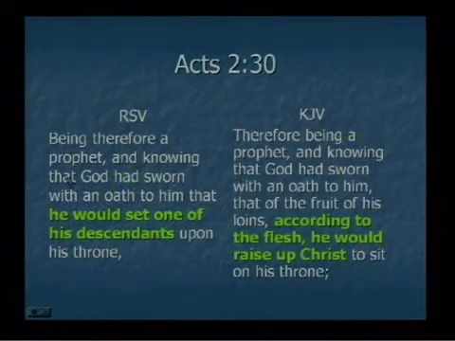Acts 2:30. Being therefore a prophet and knowing that God had sworn with an oath to him that he would set one of his descendants upon the throne. Here, oath to him that of the fruit of his loins, according to the flesh, he would raise up Christ to sit on his throne. Why do you think the "of his flesh" is out? Why do you think so? Because they deny the doctrine of the physical coming of God in the flesh. He who denies it is what? Antichrist. So again, we have the spirit of Antichrist in the RSV.